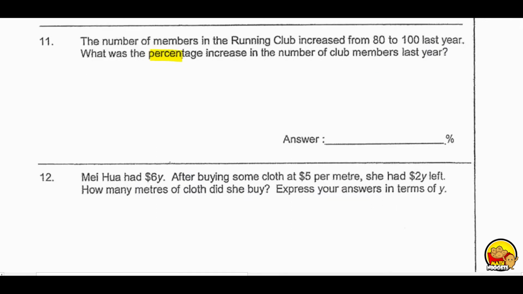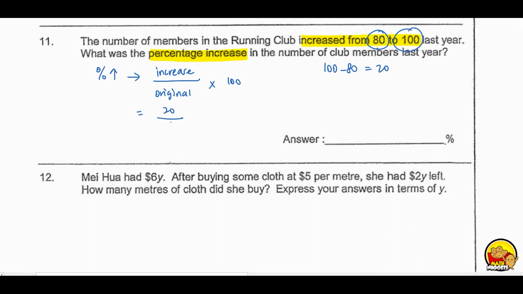Question 11, they're asking for the percentage increase. So the number increased from 80 to 100. So in order to find percentage increase, we will have to take the increase out of the original, multiply by 100. So the increase is from 80 to 100. So the increase itself is 100 minus 80, which is 20.